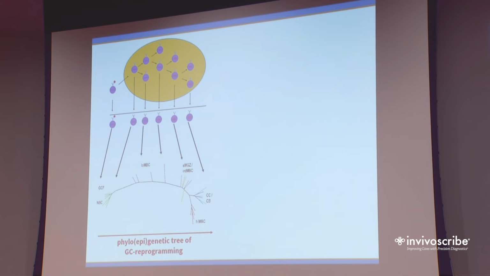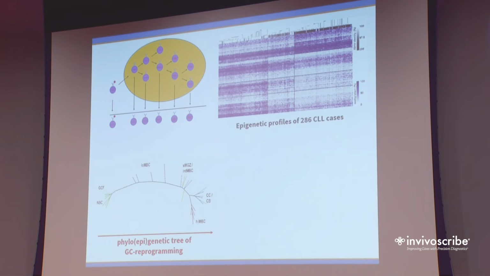And this led to this phyloepigenetic tree of germinal center reprogramming. You can imagine, along this axis you have the change of the different germinal center-derived reprogramming differences of the epigenetic patterns among these cells, ranging from naive B cells up to the highly class-switched and highly mutated high-affinity memory B cells. So when we added now the epigenetic profiles of 286 CLL cases, 450K methylation arrays, then we wanted to understand where these are located along this phyloepigenetic axis.